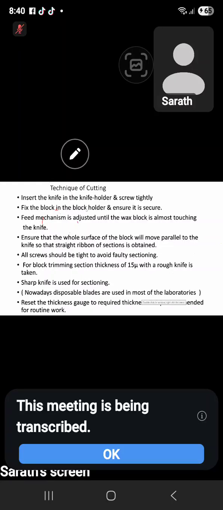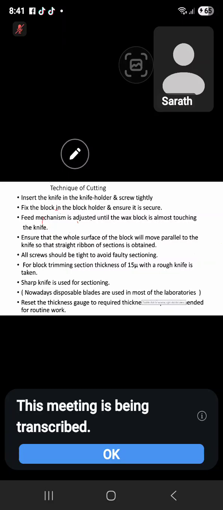Technique of cutting. I think you all are familiar with that one, so I will go through it quickly. Insert the knife in the knife holder and screw tightly. Fix the block in the block holder. The block should be in the block holder, knife in the knife holder.